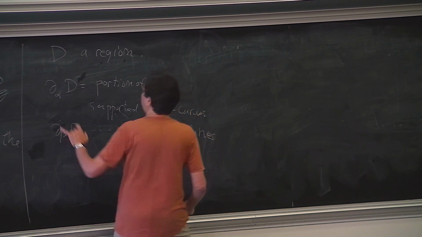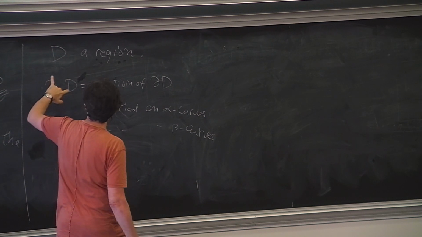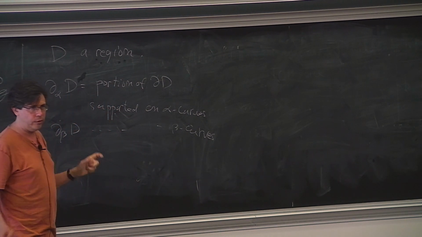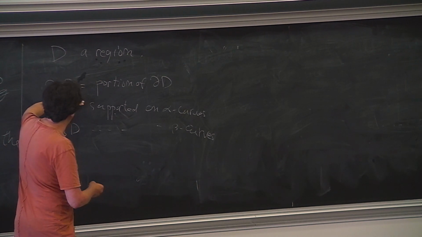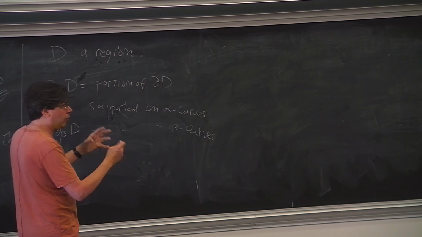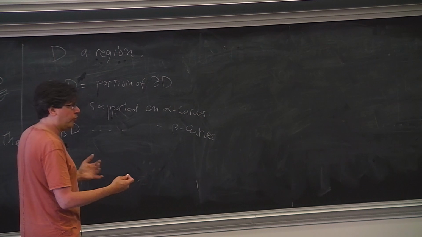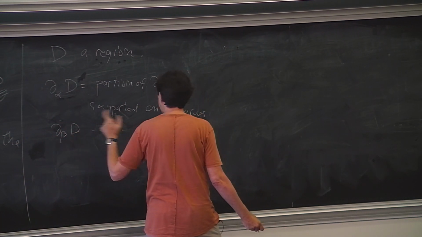So what does it mean? D is a sum of elementary regions. The boundary of D is a sum of segments over alpha and beta curves. Boundary alpha of D takes in the sum only those segments which are on some alpha curve, and boundary beta the ones which are on some beta curve.